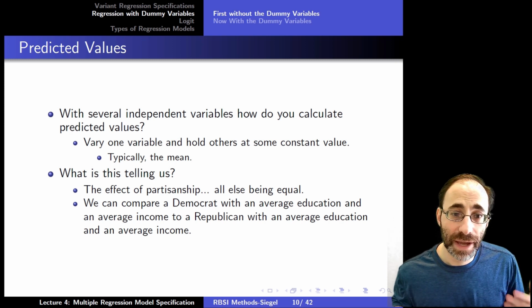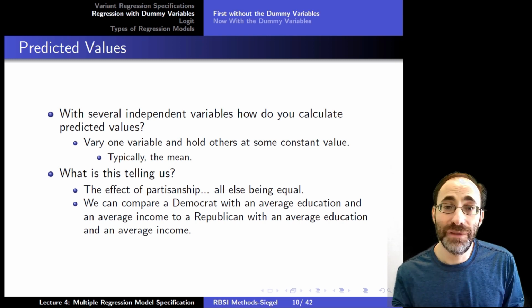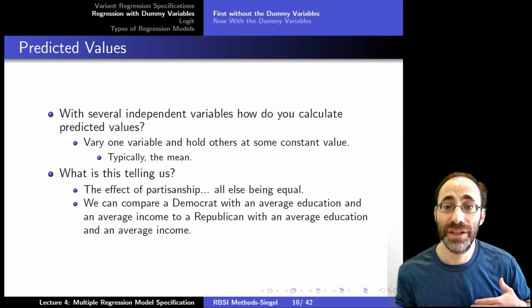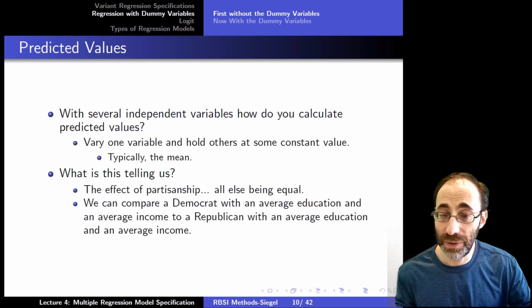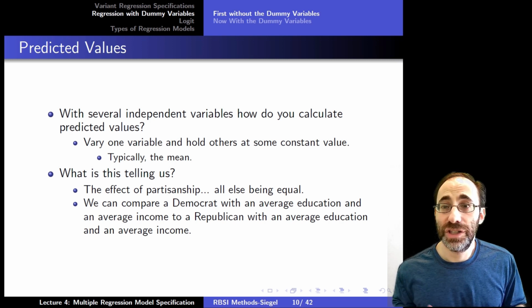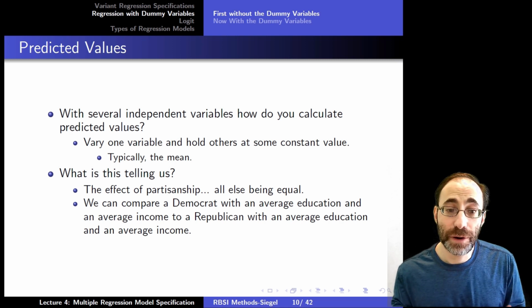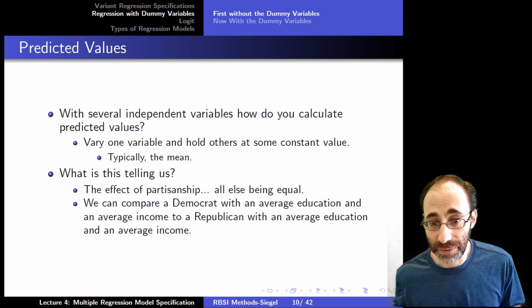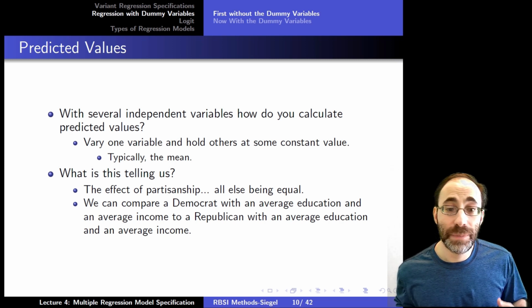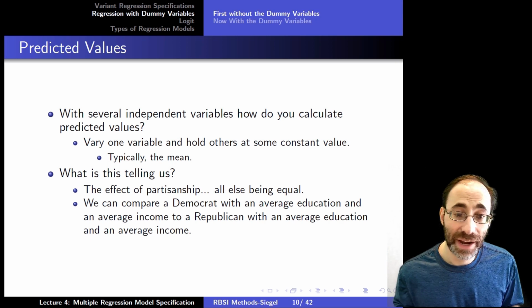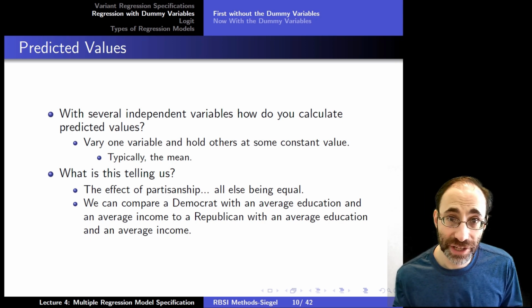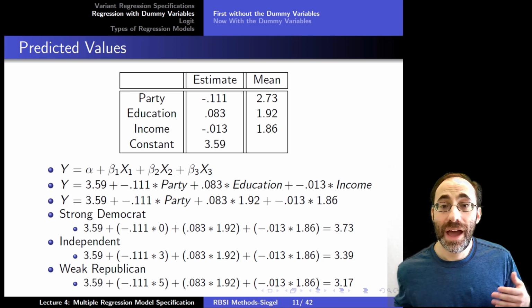And we do that often by just assigning the mean value to all the other variables, right? So if we're trying to look at effect sizes for, say, the effect of partisanship x1, we don't want to insert a particular value at random for x2 and x3. Instead, we choose their means. And it tells us what the effect of partisanship is in terms of magnitude and significance, all else being equal. So what we can do is things like comparing a Democrat with an average education and an average income to a Republican with an average education and an average income. Okay. And we can do it like this.